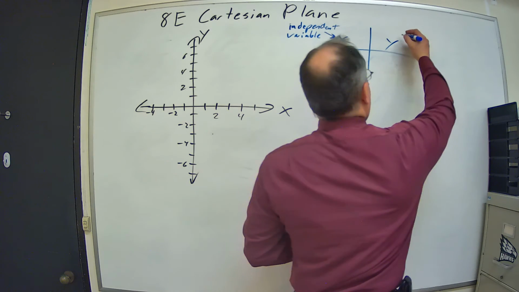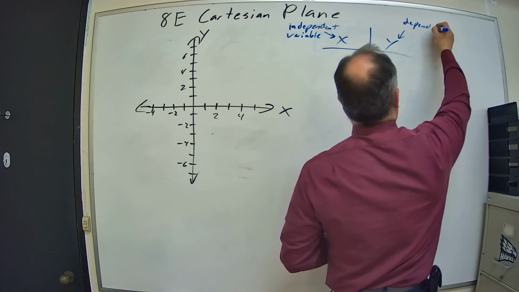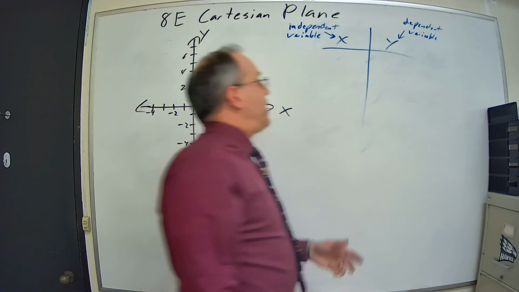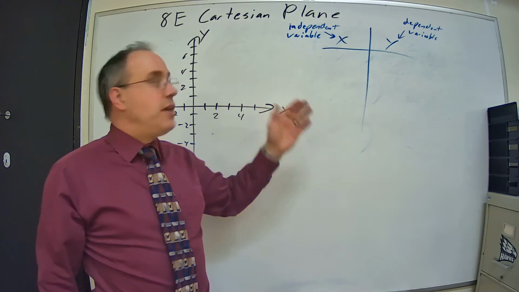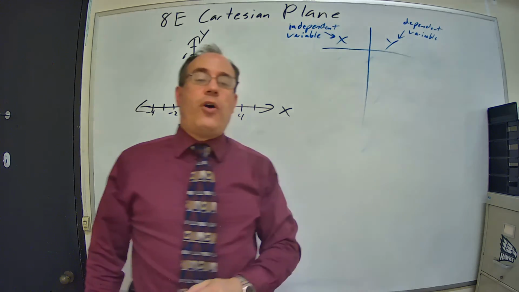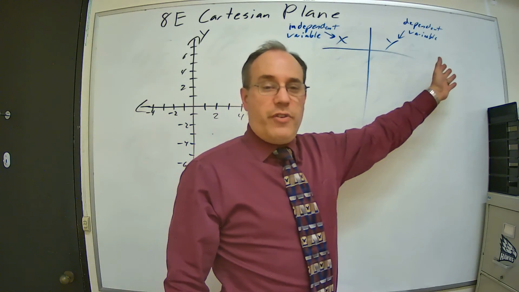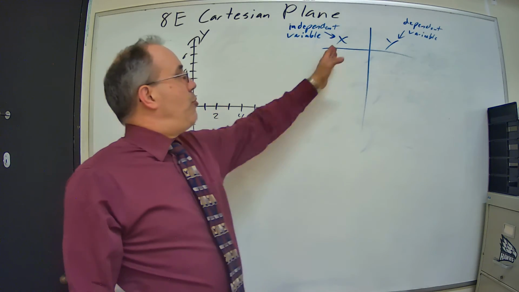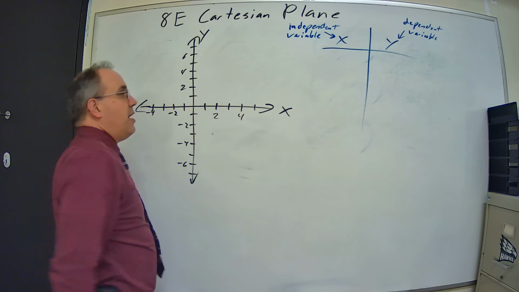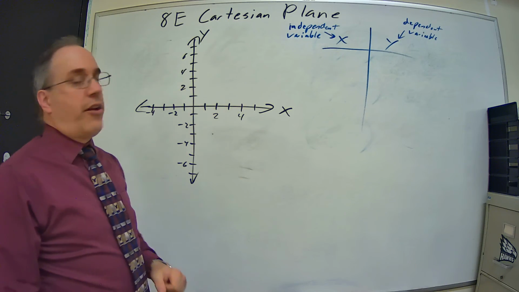And then y, the second one, is referred to as the dependent variable, meaning that it does rely on something else. So give me an x value, and some y is going to be the result of that x value. So we have our independent variable and our dependent variable. No matter what they're called, the independent variable goes on the x-axis, and the dependent variable goes on the y-axis. And then we get our points.